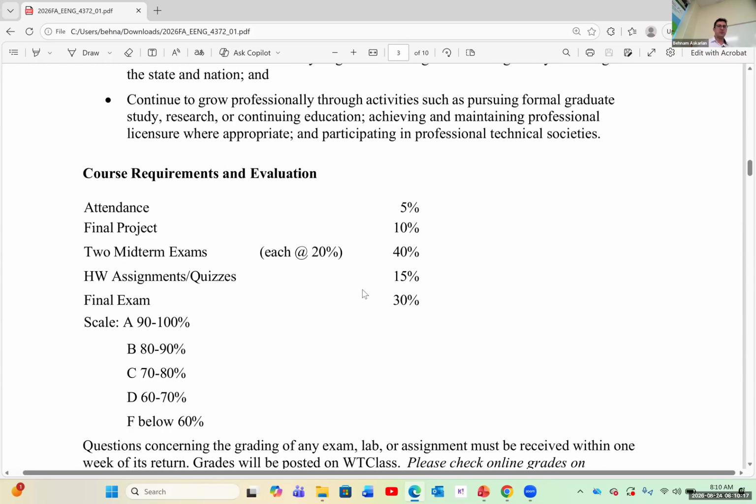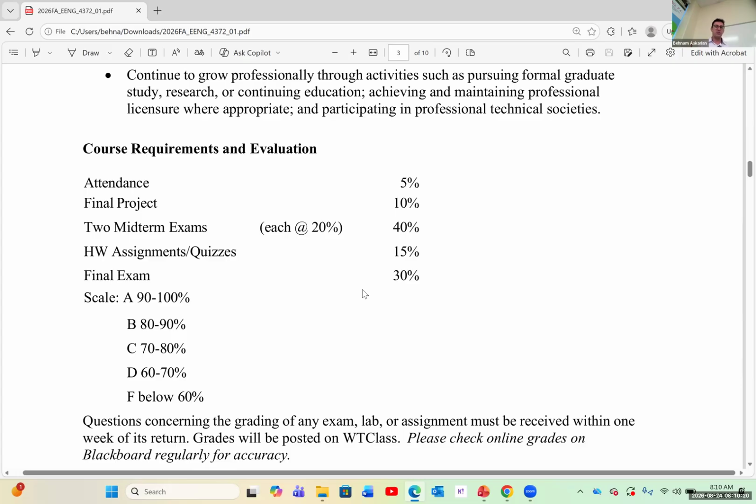Now, for this course, the evaluation is as follows. Attendance, which are quizzes that I randomly may take, is going to be 5%. The final project, as I mentioned, is going to be 10%. This semester, we're going to have a final project, which at the end of the semester is going to be a buck or boost converter or a DC to AC inverter, depending on what you prefer. But it's going to be an individual project.